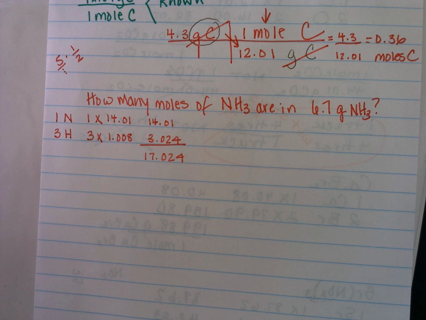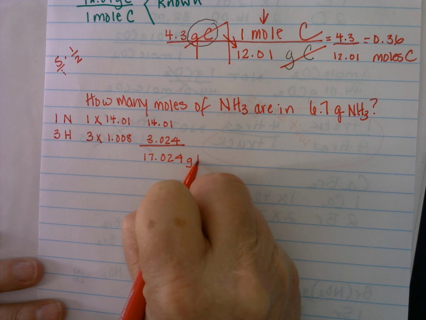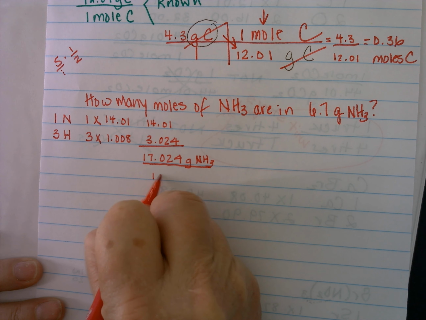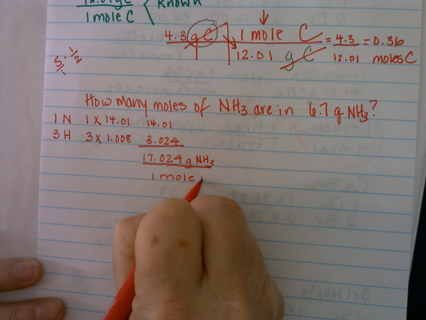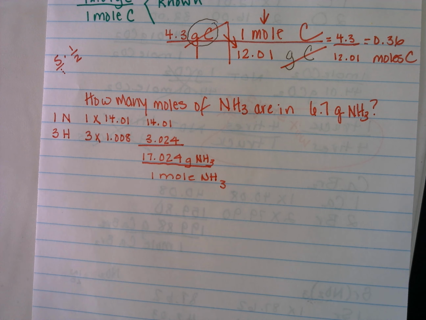George, can you give me the units for the molar mass? Take your time. No rush. Grams of ammonia to moles of ammonia. Excellent. Grams of NH3 over, good job, George, over 1 mole NH3. Okay.